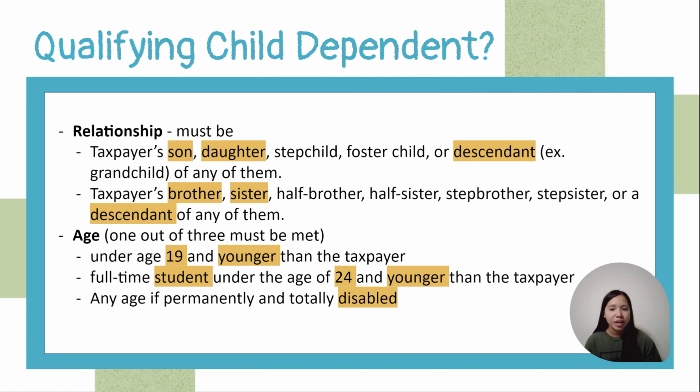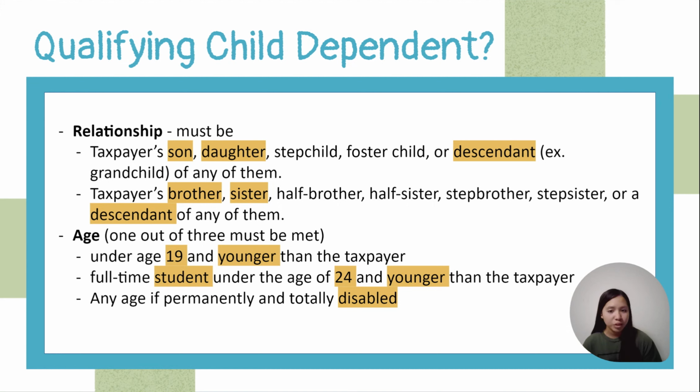The second test that you have to pass in order to be considered a qualifying child dependent is age. The dependent must be under age 19 and younger than the taxpayer in order to be claimed as a dependent. If you're working with a client who's, say, 20 and cares for their younger brother who is age 18, then the older brother who's 20 would be able to claim their 18-year-old brother as a dependent because they're younger than the taxpayer and they're under age 19.